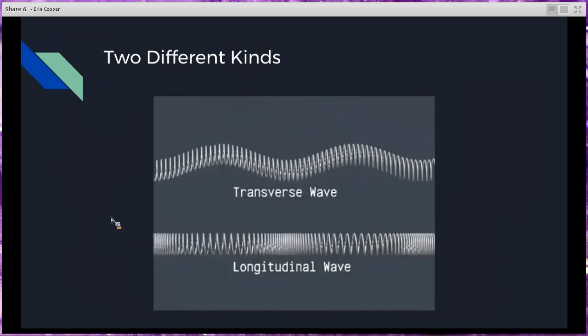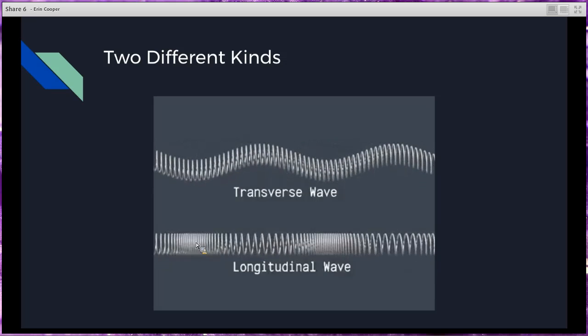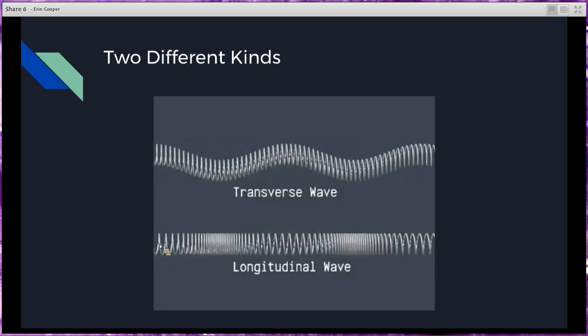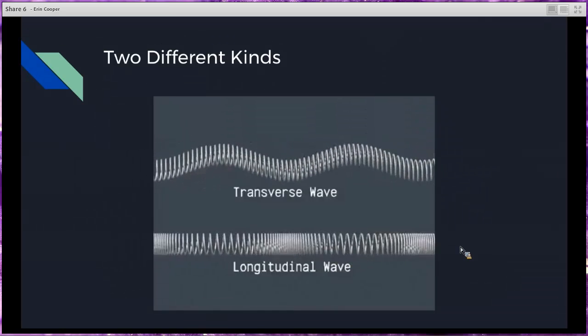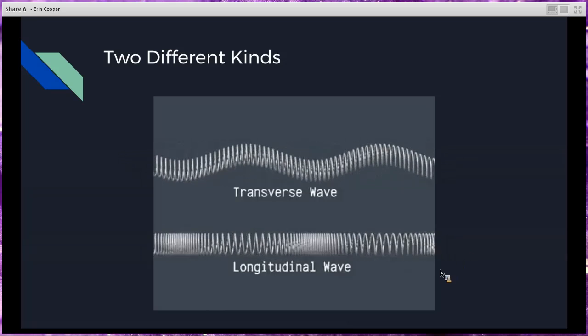So that's a transverse wave. The longitudinal wave is something like this. This is where there's compressions and rarefaction. So there's places where the particles bunch up together, and then there's places where the particles spread apart. So you can see that the wave is still moving in the same direction as the transverse wave. It still has the same wave front, but it's moving in a different way.